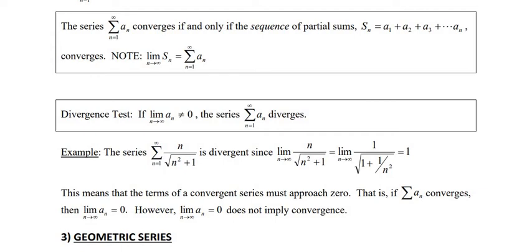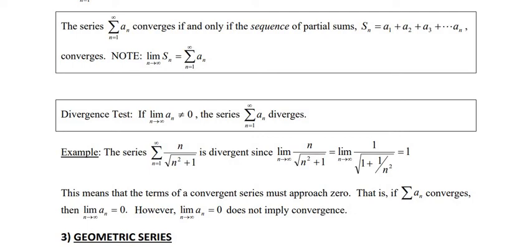For example, take the series sigma n equal to 1 to infinity n divided by square root of n square plus 1. The general term an of this series is n by square root of n square plus 1. Take the limit of this general term. So limit n tends to infinity, n by square root of n square plus 1 is equal to 1. The divergence test says, if this limit is not equal to 0, then the series diverges. So we can conclude that sigma n equal to 1 to infinity, n by square root of n square plus 1 is a divergent series.